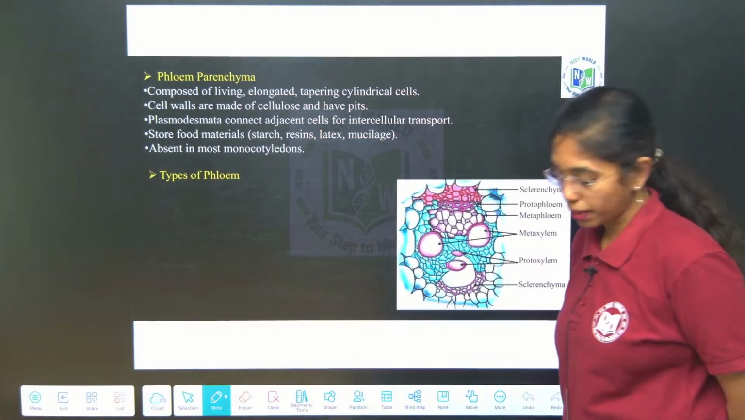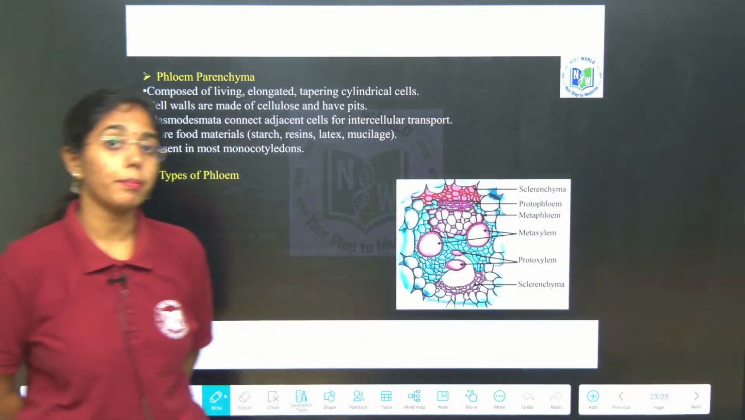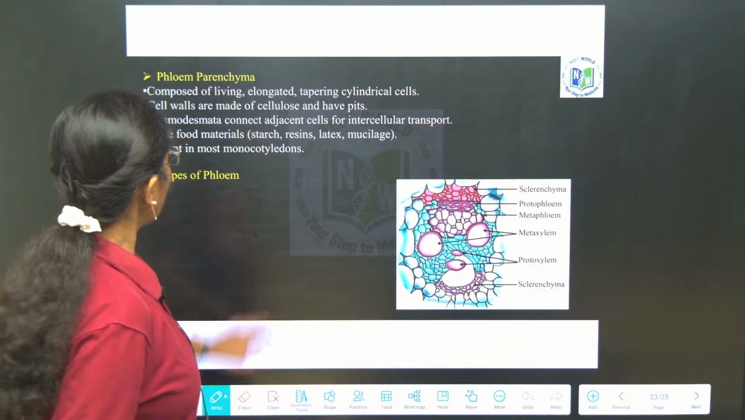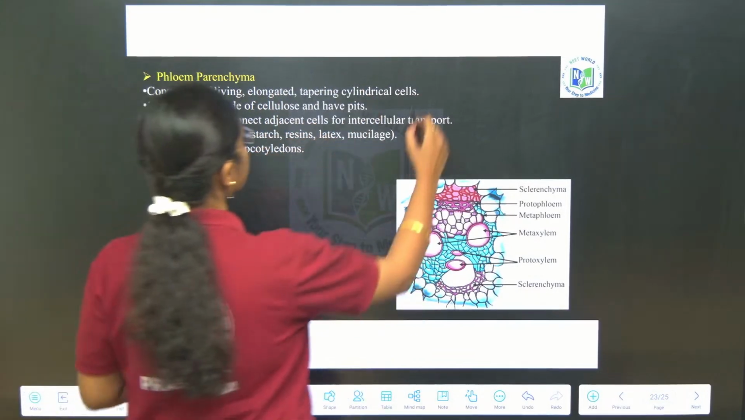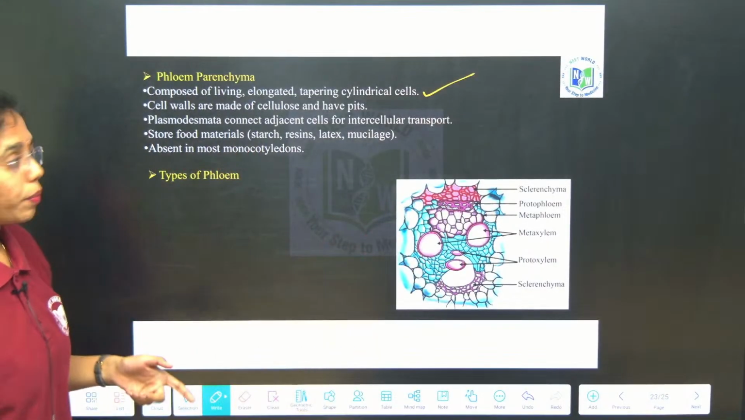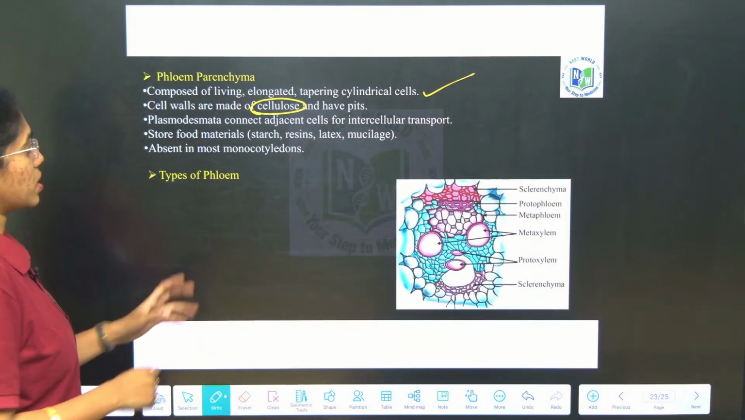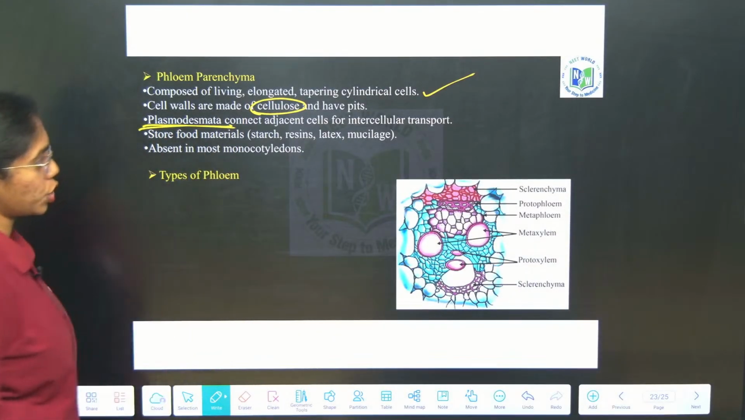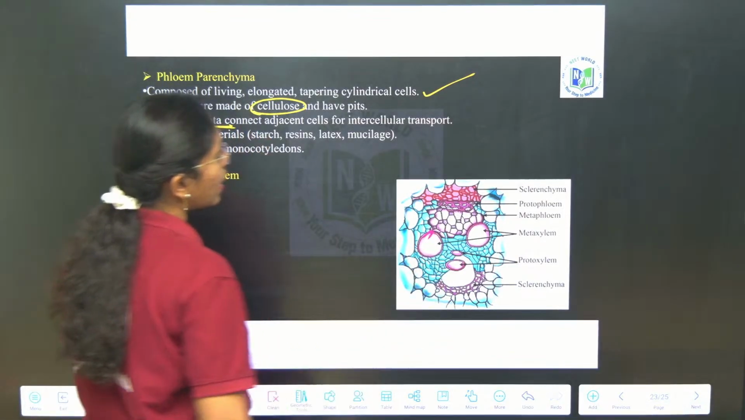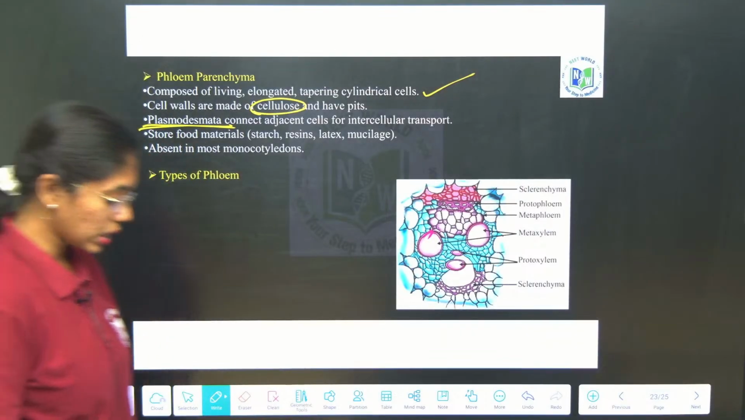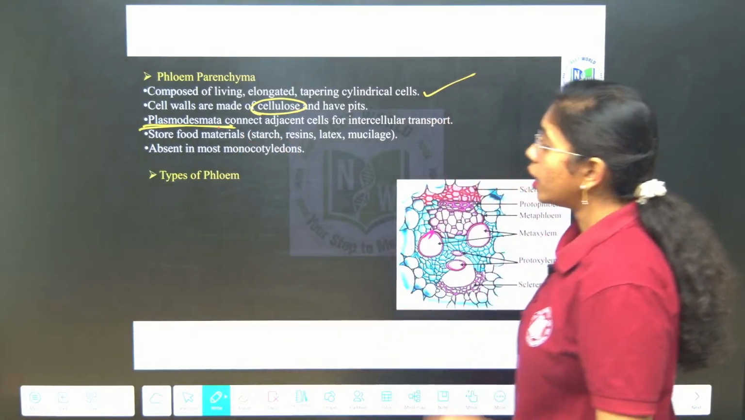Lastly, phloem parenchyma. Again, this is a living component, not the only living component, because companion cells are also nucleated. So, these are living, elongated, tapering cylindrical cells. The cell wall is made up of cellulose and they have pits. They have plasmodesmatal connections in between the cells for intercellular transport. In between the cells, phloem parenchyma will have what? Plasmodesmatal connections. They store food material.